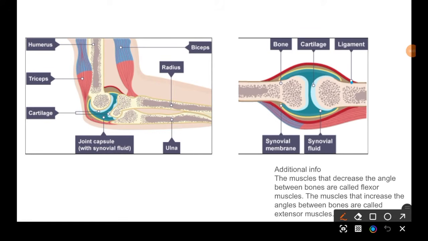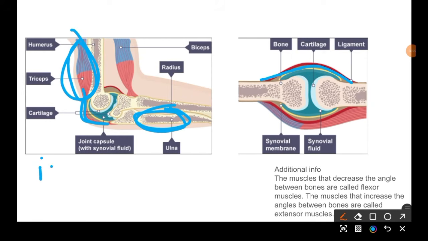The role of a ligament is attaching a bone to bone. It needs to be elastic so that the bones can actually move, while also maintaining the bones in place and keeping the joint stable. The role of a tendon is attaching muscle to bone. Here you can see a tendon, it attaches this ulnar bone to the tricep. The role is to transmit the force of the muscle onto the bone, so it has to be inelastic.